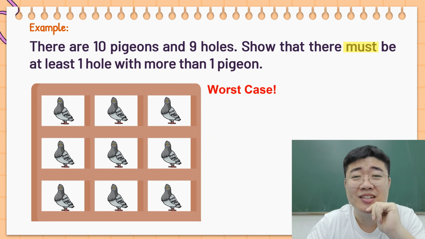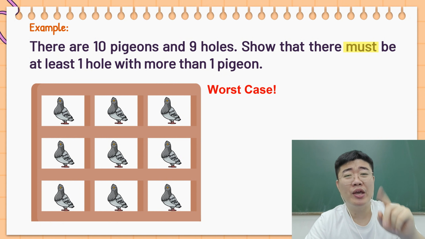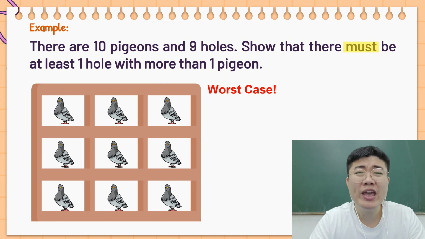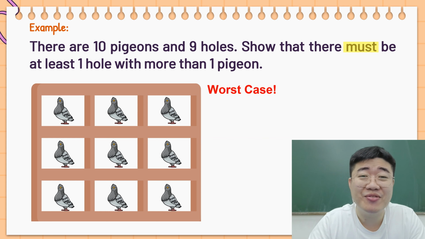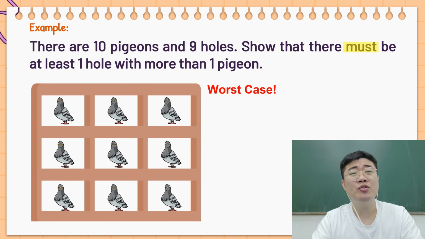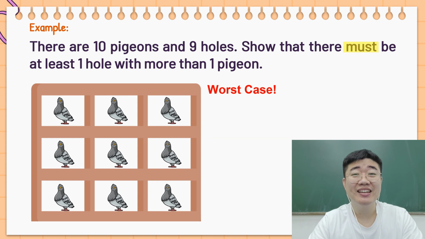Do we satisfy the condition yet? Not yet. They want us to get more than 1 pigeon in a hole. But right now, it's only 1 pigeon. But do we have all the pigeons here? We notice this is not all the pigeons. Right now, we only have 9. But in the question, we got 10. So where do we put the last pigeon?